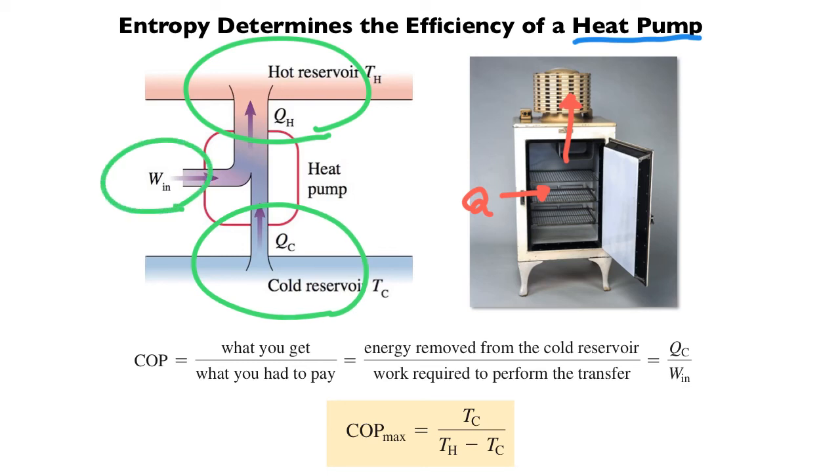And we can define the efficiency, which for heat pumps we call a coefficient of performance, this way. It's what you get divided by what you had to pay, and what you get is the cooling. How much energy did you suck out of the cold reservoir? What you had to pay was how much work did you have to do to perform the transfer. So QC divided by the work input. And the maximum possible coefficient of performance, which is basically an efficiency you can get, is related to the temperatures of the hot and the cold reservoirs thusly.